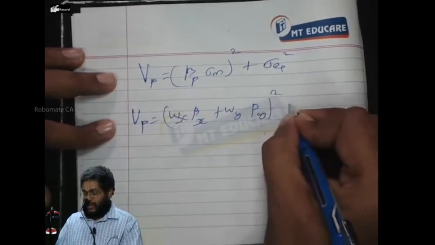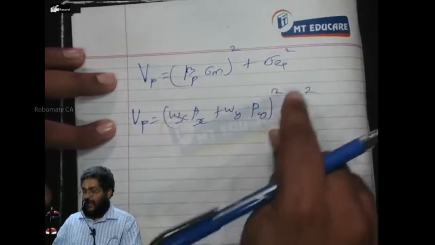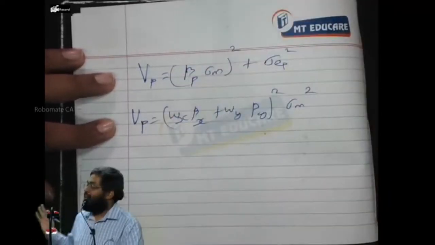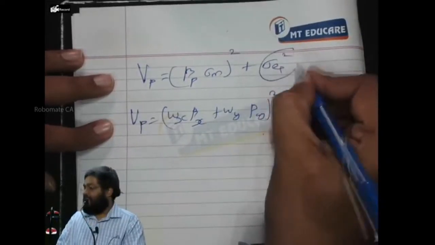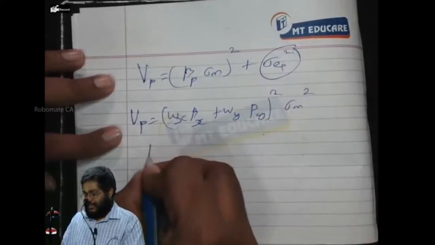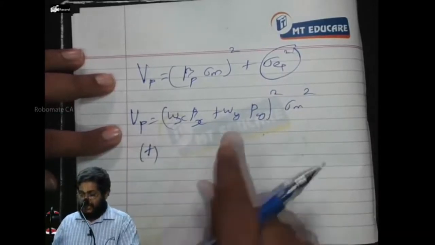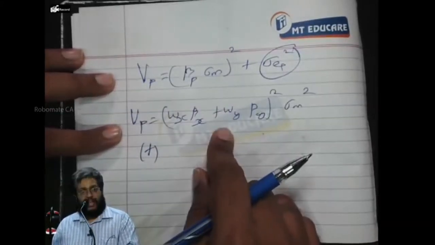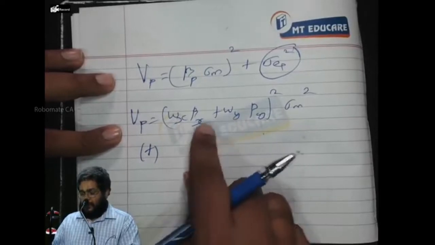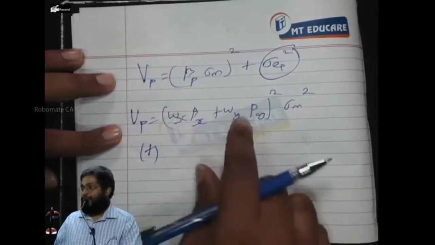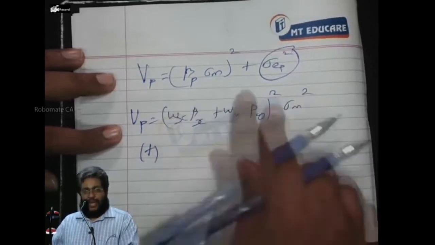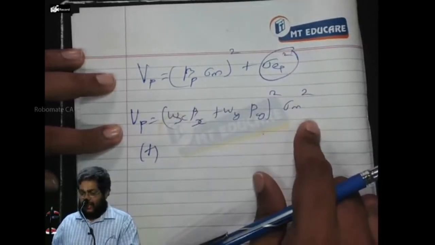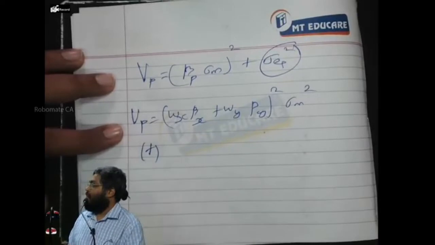So the portfolio beta, Wx beta x plus Wy beta y, the whole square into sigma m square, is the systematic risk of the portfolio. Agreed or not? Correct or no? Now the unsystematic risk portion. The first portion, Wx beta x plus Wy beta y, is the portfolio beta, squared into the market variance. That gives you the systematic portion. Yes or no?